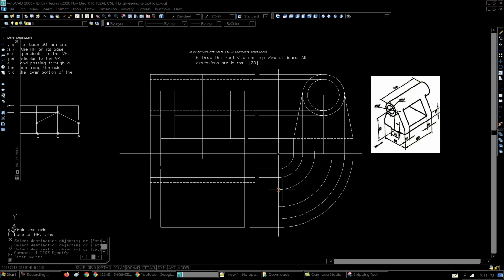Coming to this edge, this is on the base plate. This is on the base plate. So these hidden edges are going to be only up to the base plate, not on the cylinder. Be careful. These are just projection lines.